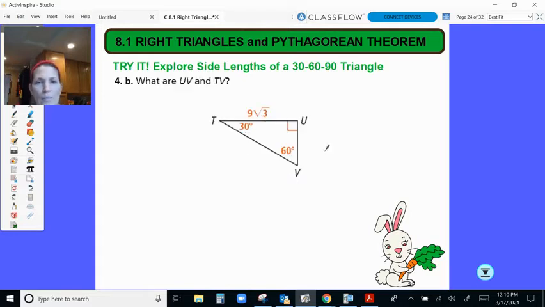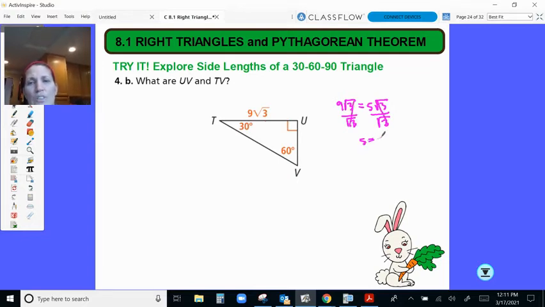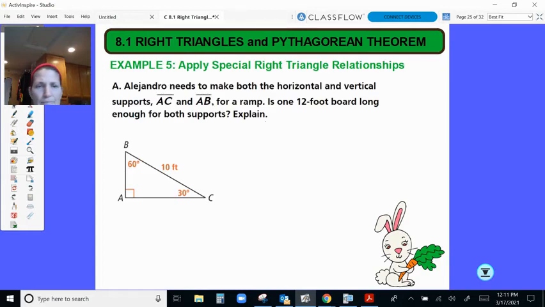How about this one? We have our long side here is 9 square root of 3. That means our long side, 9 square root of 3, equals my short side times the square root of 3. So I just get to divide by square root of 3 on both sides. Those will cancel out, so my short side equals 9. Okay, and then my hypotenuse will be double my short side, which will be 18. So you can kind of tell my short side is sort of the beginning part for each of these.